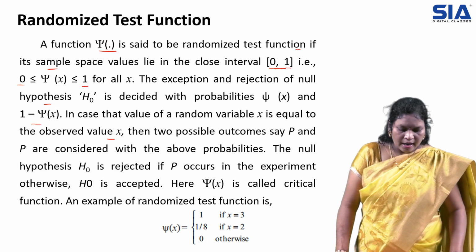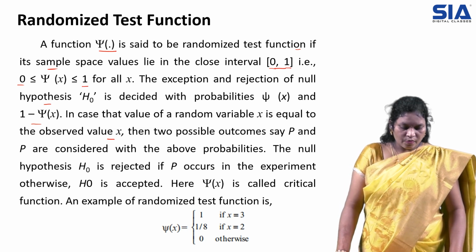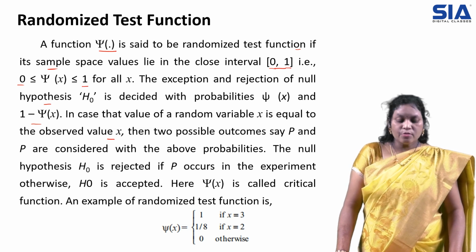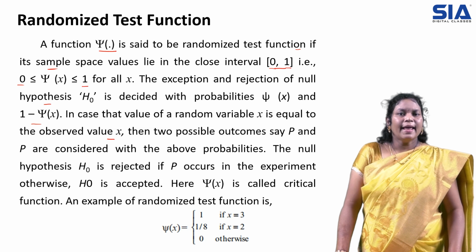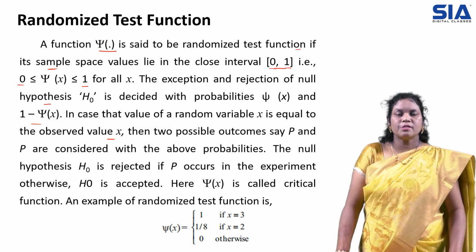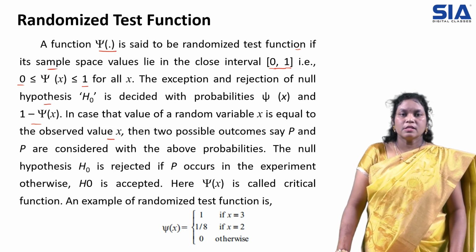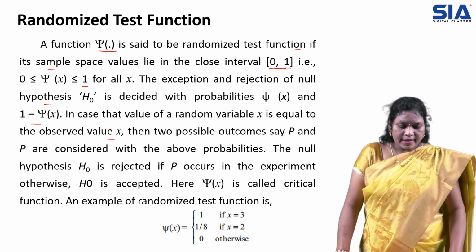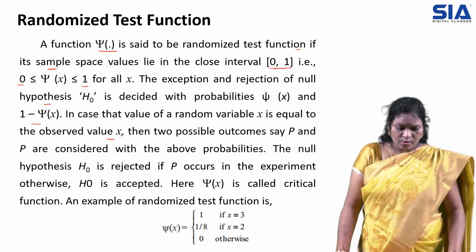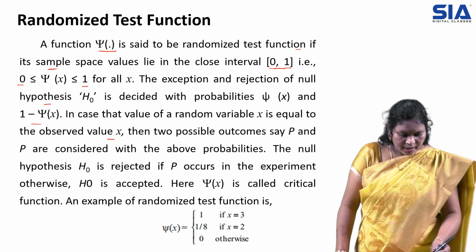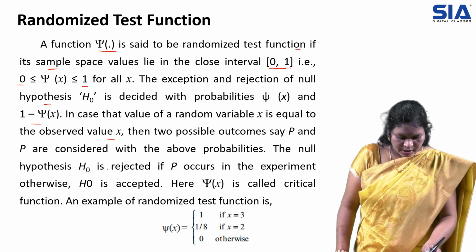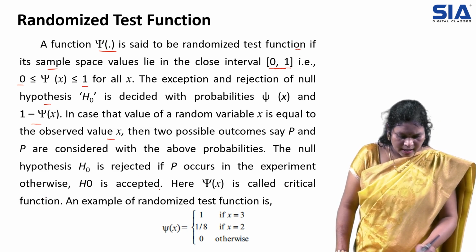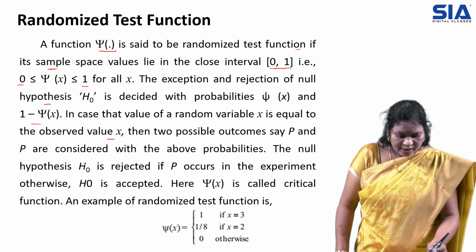So whenever we have conditions like this, what we do is compare the observed values with the expected values. Observed values means the given data, and we try to fit the data using some distributions, right? And we get some answers, which we call expected data or expected values. So whenever we get equal values, two possibilities arise. Then our hypothesis H naught is rejected if P occurs in the experiment, otherwise H naught is accepted. So H naught is rejected if P occurs.